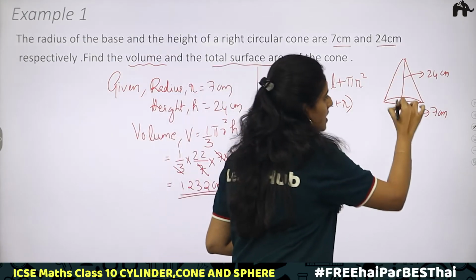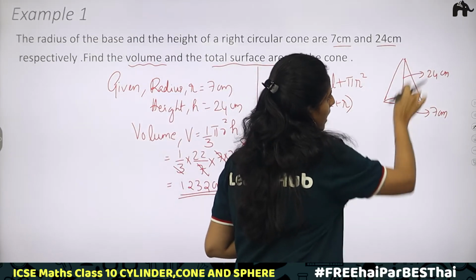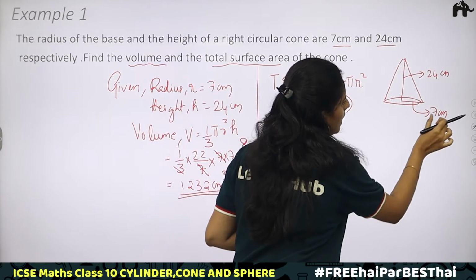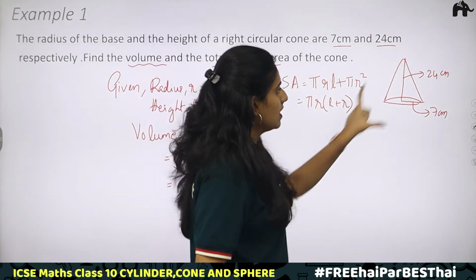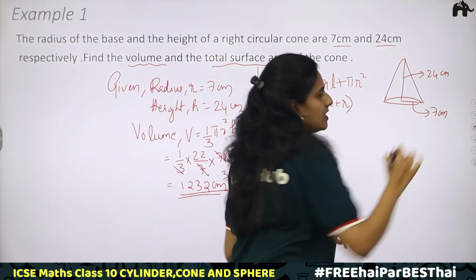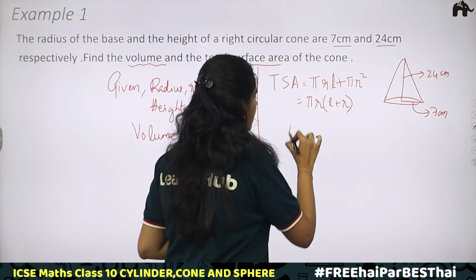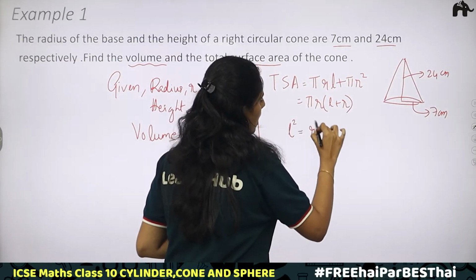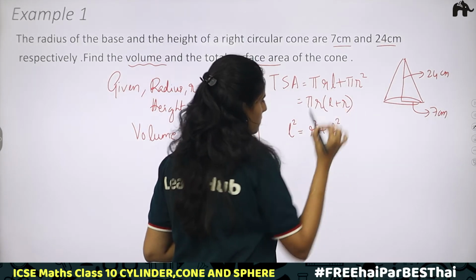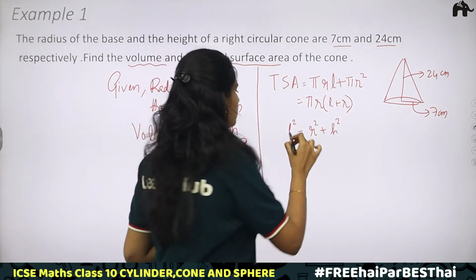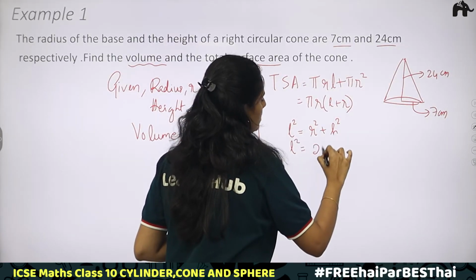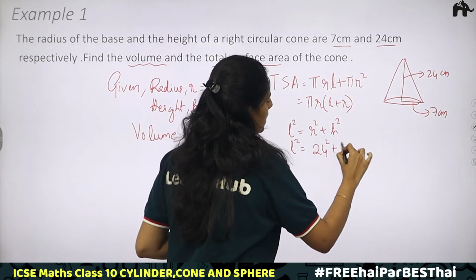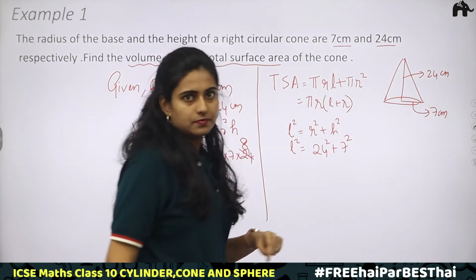Here we know radius and height, but we don't know what L is. So when you consider this as a right triangle, we have the height 24 cm and base 7 cm. So using Pythagoras theorem, you can find the slant height L. L square is equal to r square plus h square. Put the values. L square is equal to 24 square plus 7 square.